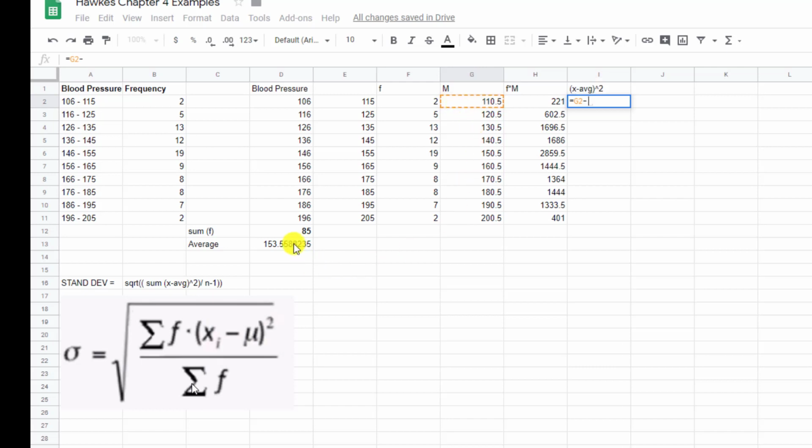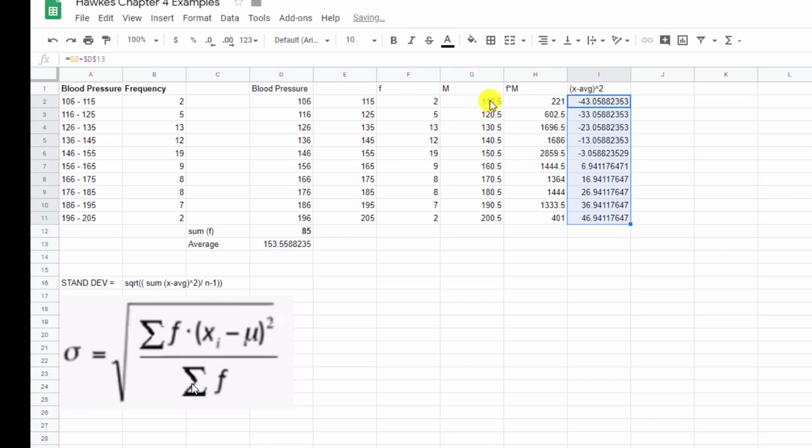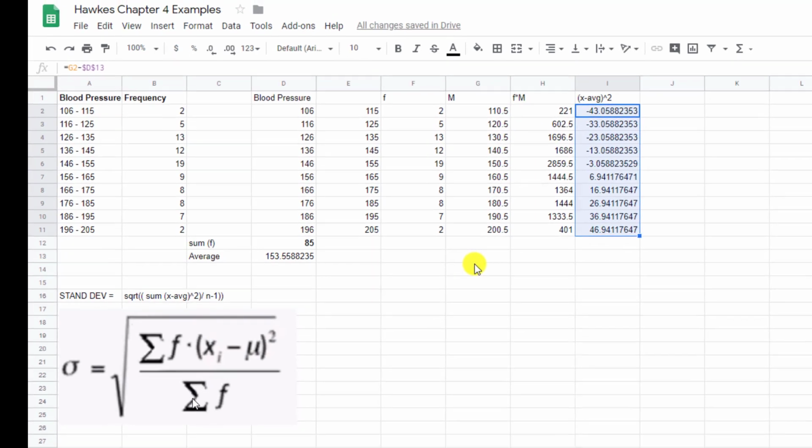Now I could type in this average. I'm going to click on it and use the function four button. You'll notice that it cycles through putting these dollar signs on here. Those dollar signs lock this into place. So it's always going to subtract that average. I could also just type in the 153.55. But I'm going to lock that into place and drag that down. And now it's subtracted the midpoint minus the average for every single one of these midpoints.